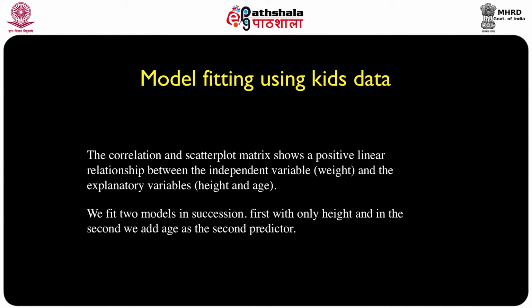Now, after we have looked at the scatter plot matrix and the correlation coefficients between the variables, there is reason to believe that there is a linear relationship between the predictor variables and the response. So now I will show you the fitting of a multiple linear regression model to this dataset using the lm function in R. We will fit two models in succession. First, with only height as a single predictor variable, because the correlation coefficient between height and weight is higher than the correlation coefficient between weight and age. And in the second model, we will add age as the second predictor variable.